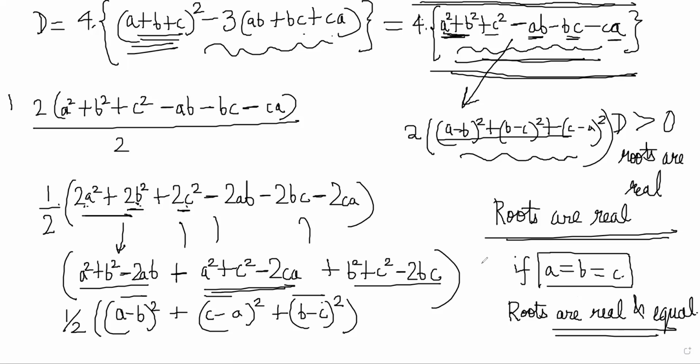Yes. You understand that, no? Yeah. Because then you'll just get 0 plus 0 plus 0. So that is the special case. If A is equal to B is equal to C, you will get equal roots in this case. So that was this question.